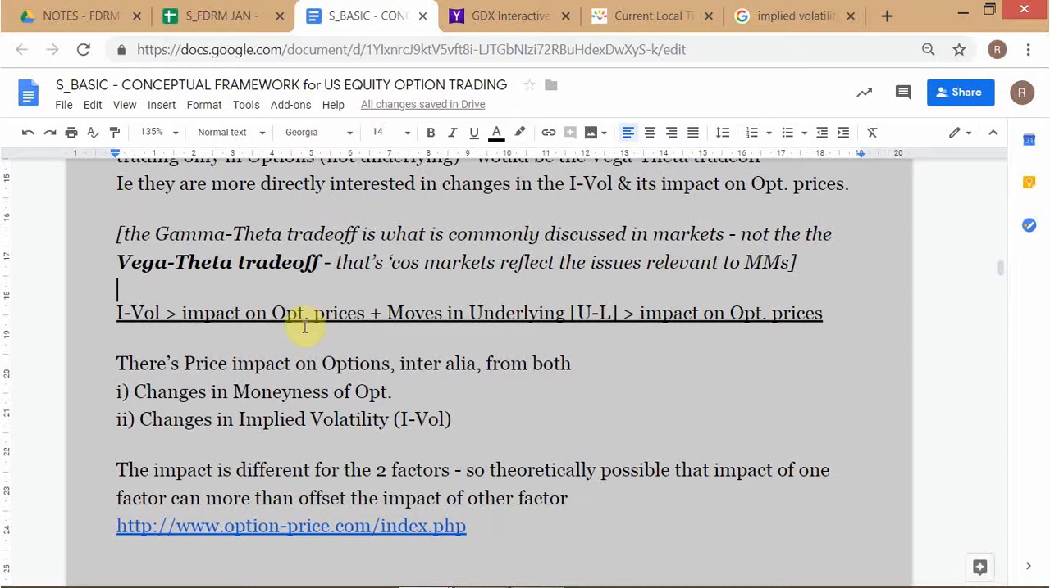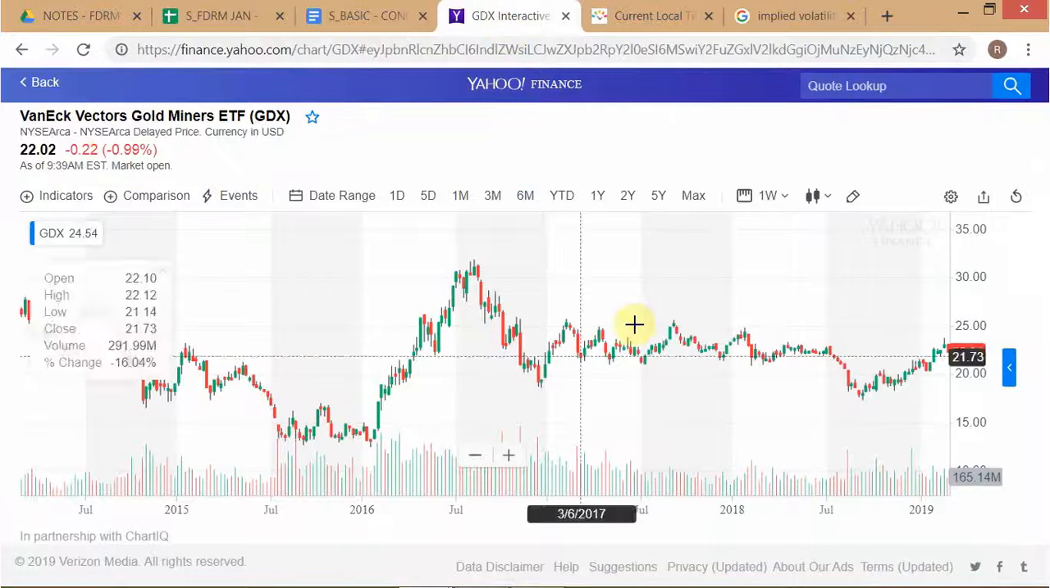IVOL has an impact on option prices, and the movements in the underlying also have an impact on option prices. This part is captured by the delta and the gamma, and this part is captured by the Vega. So essentially you're focusing on two main drivers of option prices in this project. One is changes in the moneyness of options, remember ATM, OTM. Another way of stating that is that, once you fix the strike price, you're looking at changes in the underlying.